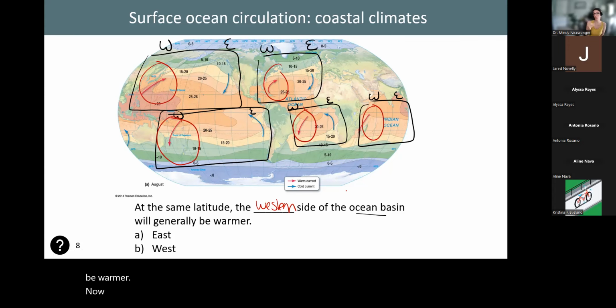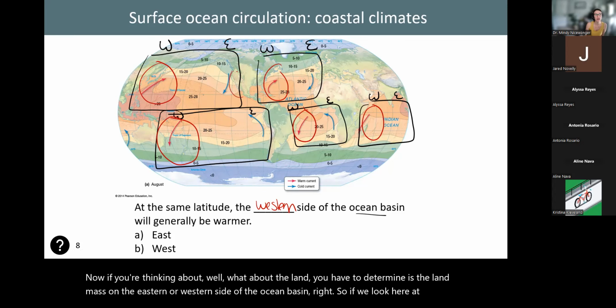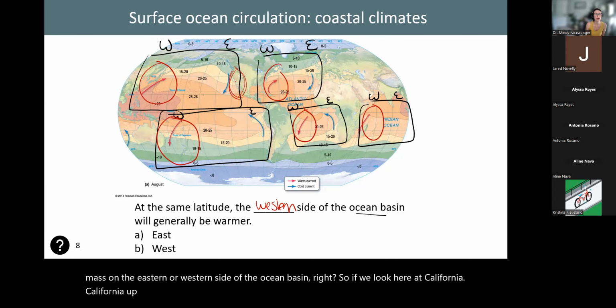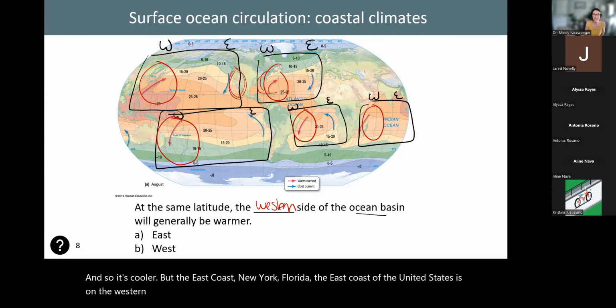Now, if you're thinking about, well, what about the land? Well, you have to determine, is the land mass on the eastern or western side of the ocean basin, right? So if we look here at California, California up here in North America is technically on the eastern side of the Pacific Ocean basin. And so it's cooler. But the East Coast, like New York, Florida, the East Coast of the United States is on the western side of the Atlantic basin. So it's warmer, more humid.